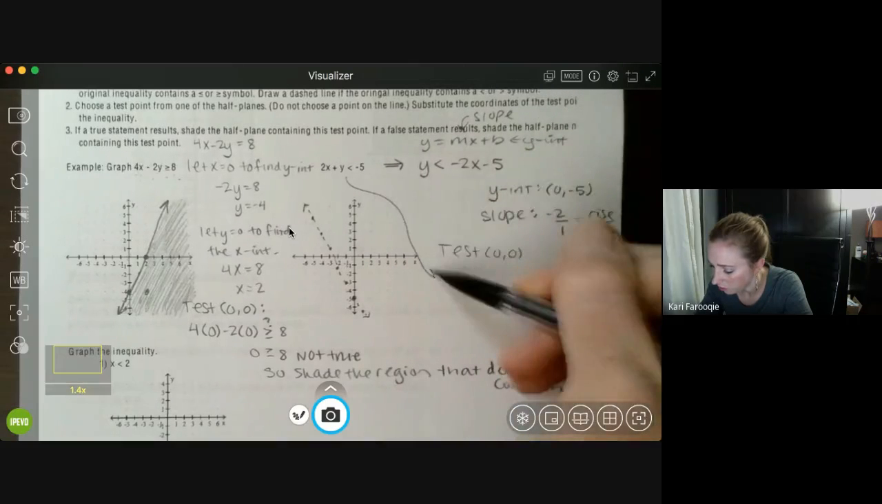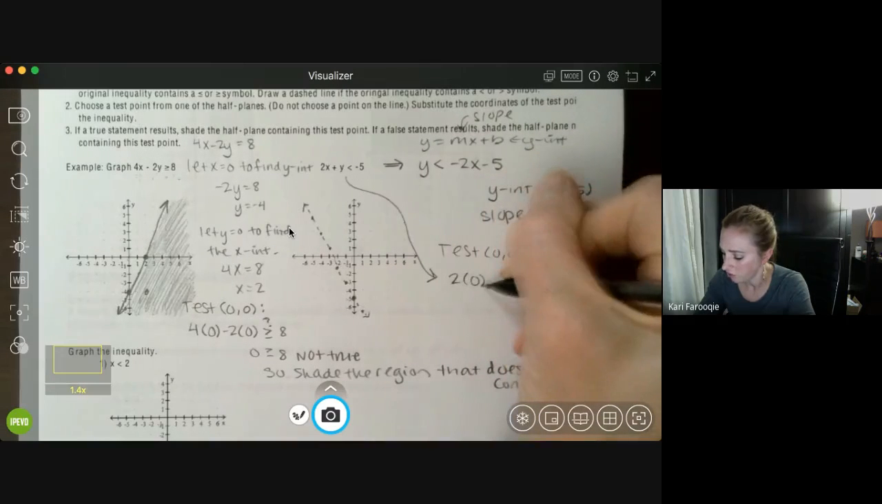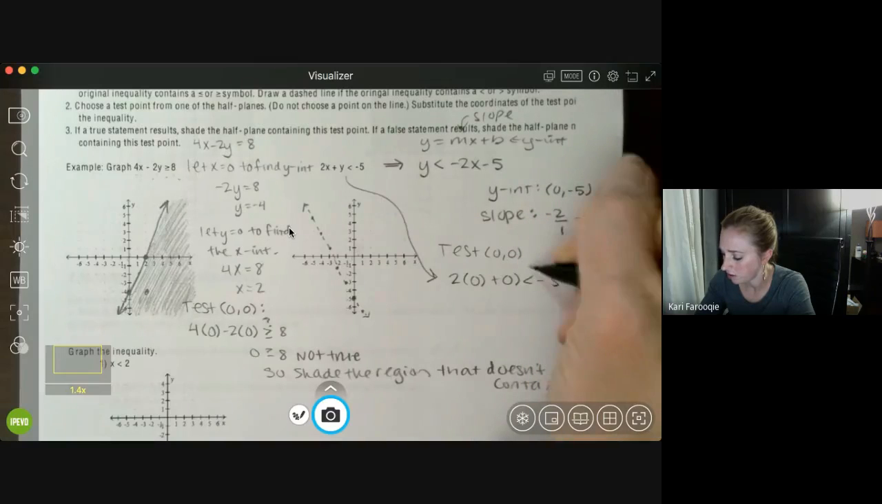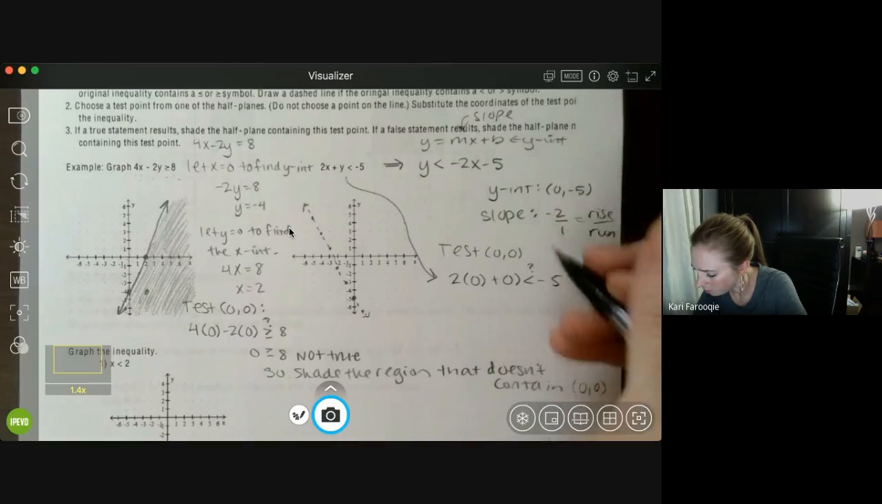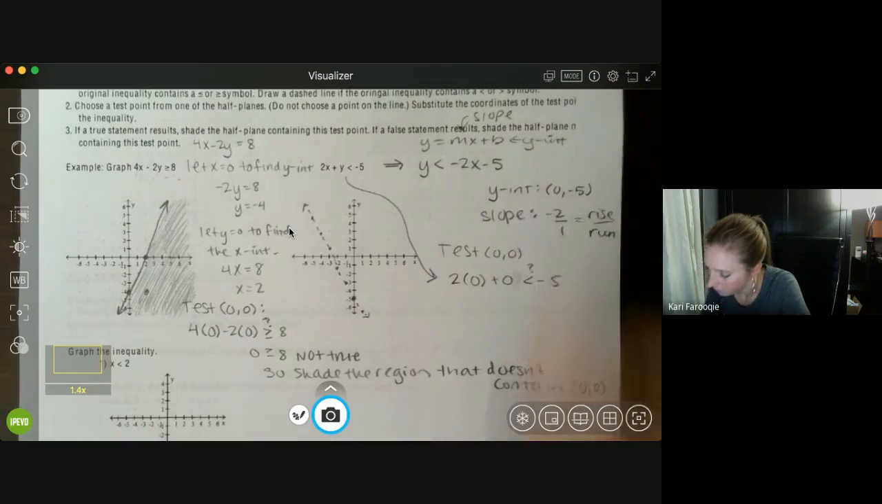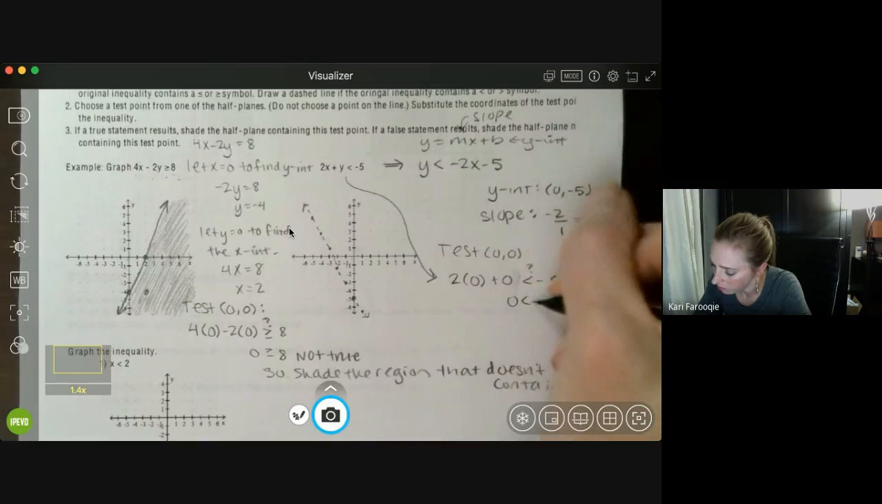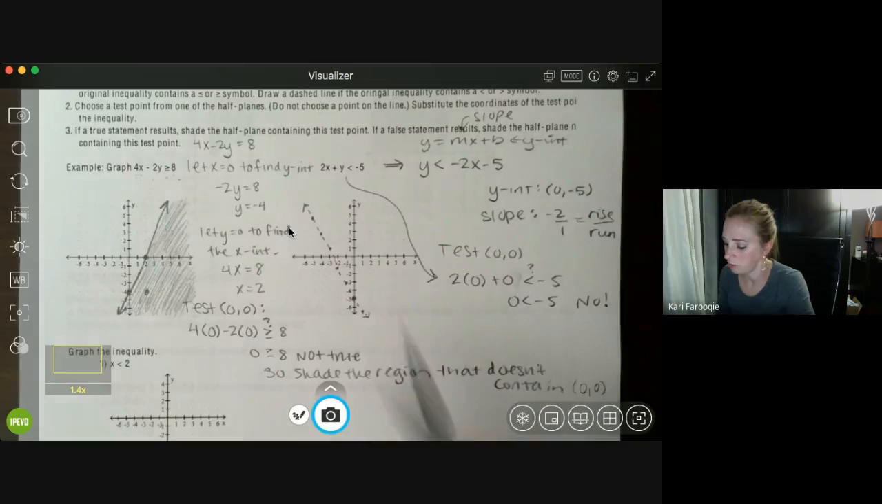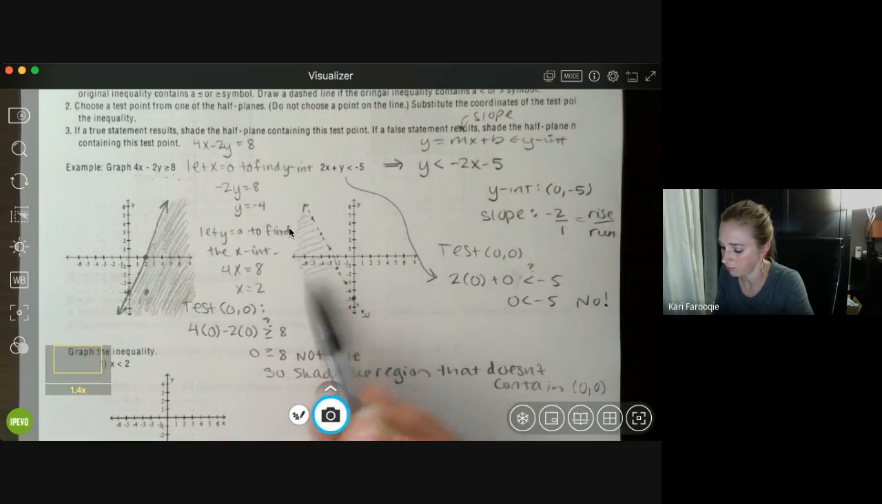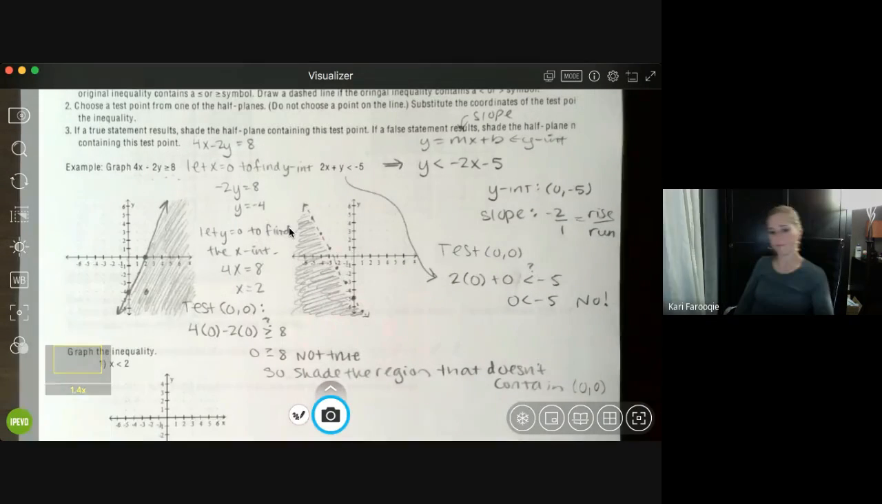I'm going to start out with my original inequality. 2 times 0 plus 0 is less than -5. And I'm going to see if that's true. Why do we have a parenthesis here? I don't know. I have 0 is less than -5. Not true. So I'm going to shade the region that does not include 0, 0. Okay. That's how you graph linear inequalities in 2 variables.